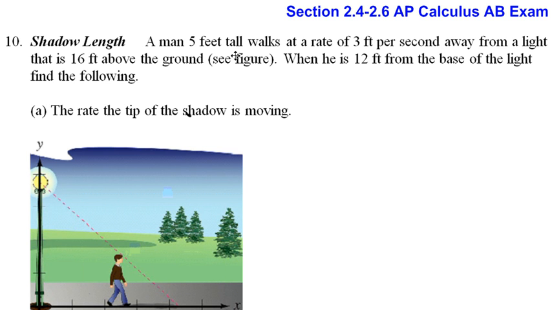A man 5 feet tall walks at a rate of 3 feet per second away from the lights. And that is above, and that's 16 feet above the ground. And we're going to see our figure right here, cool beans. When he's 12 feet away from the base, find the following.